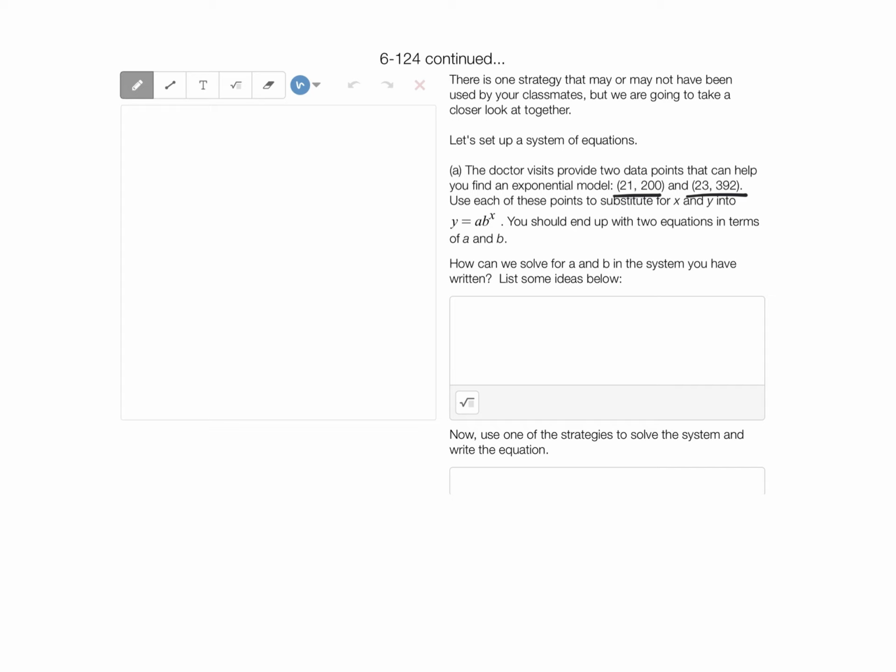This is taking the dates in March and using them as your X values. So if we were just trying to find an equation for this problem, I'm going to write my 2 points out here a little bit better. Call this X1 and Y1, X2 and Y2, just so we can differentiate. We have our equation, Y equals A times B to the X. And I'm going to go ahead and plug in 200 for Y, and X is 21, and then 392 for Y, and X is 23.